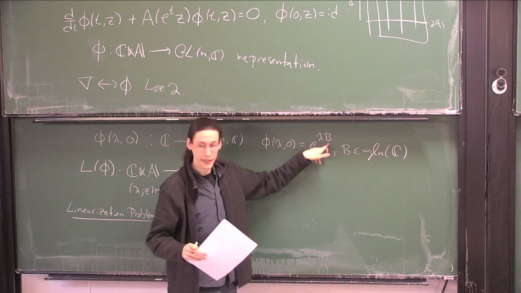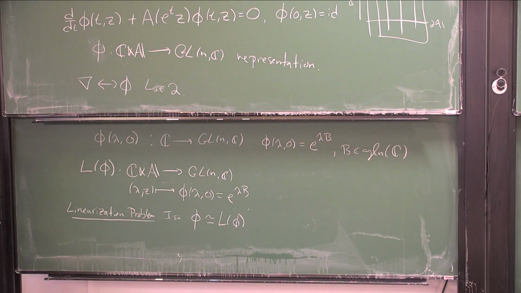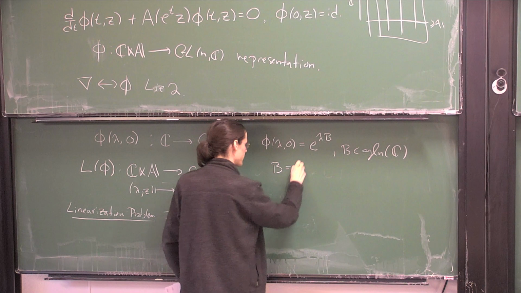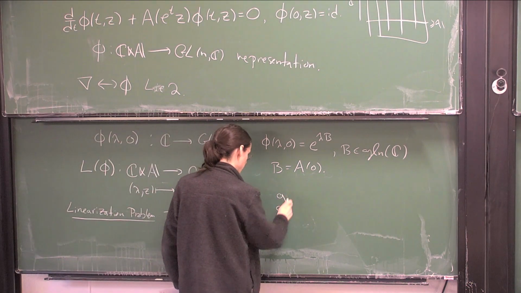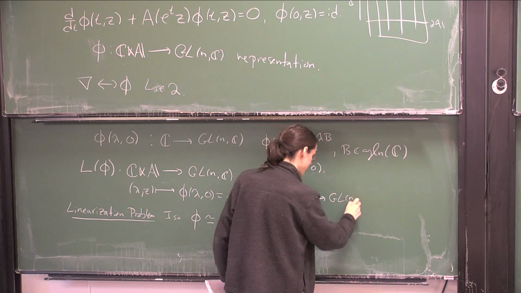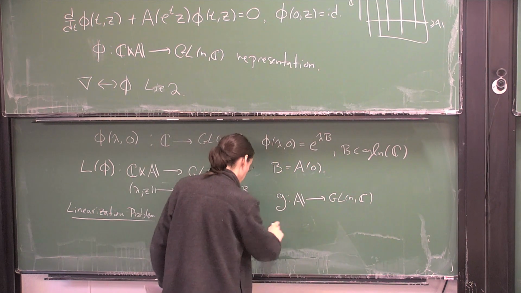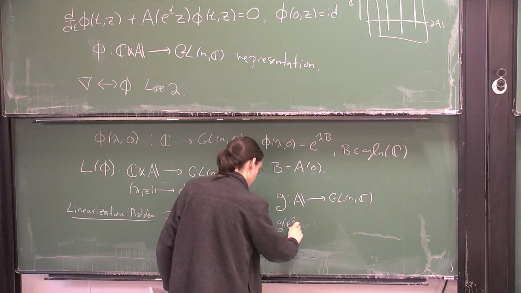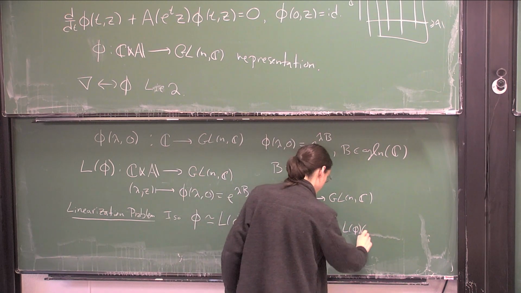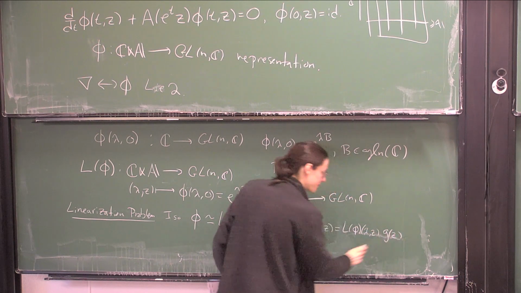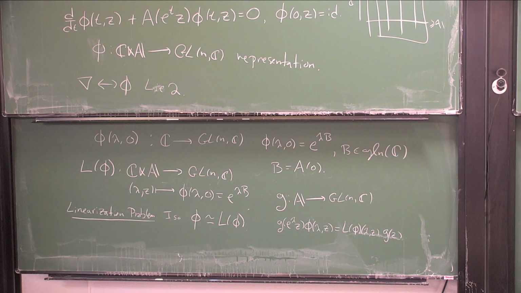And it's the same b that I had before, right? This b is a of 0, no? Yeah, if you want b, a of 0. Okay, so what does an isomorphism mean? An isomorphism means a map from A to GLN that intertwines the two actions. So maybe g of e to the lambda z, phi of lambda z is phi of lambda z, g of z. Morphism of representation. Yeah, exactly.